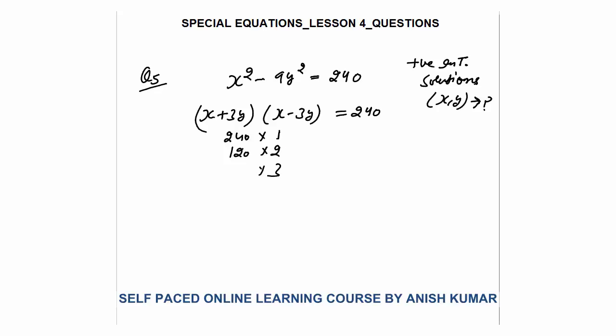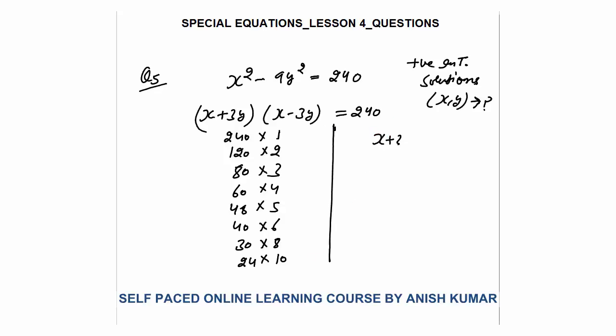You must be very fast in calculating. 3 into 80, 4 into 60, 5 into 48, 6 into 40, then 8 into 30, then 9 is not divisible, 10 into 24, then 12 into 20, then 13 and 14 are not divisible, 15 would be divisible, 15 into 16, that is 240, and that will be the last solution because x plus 3y would be larger.